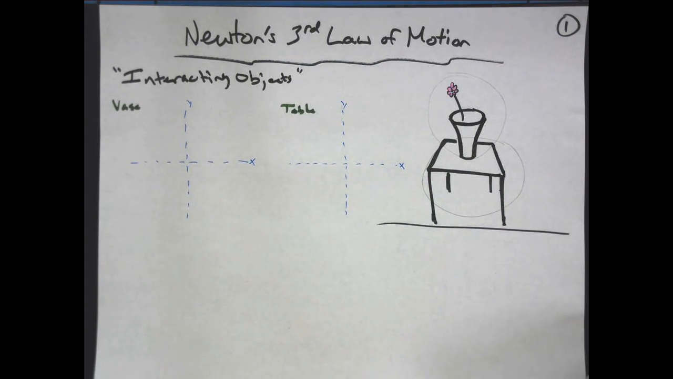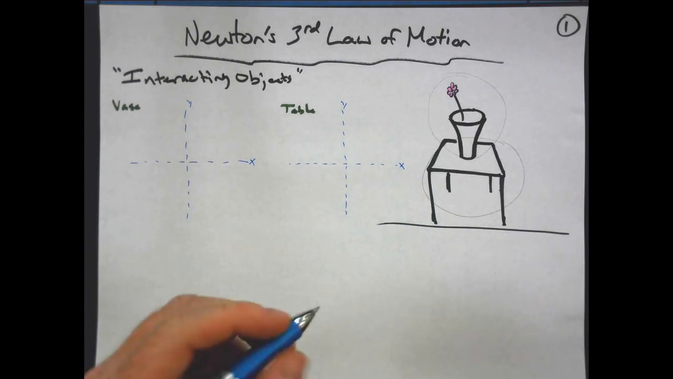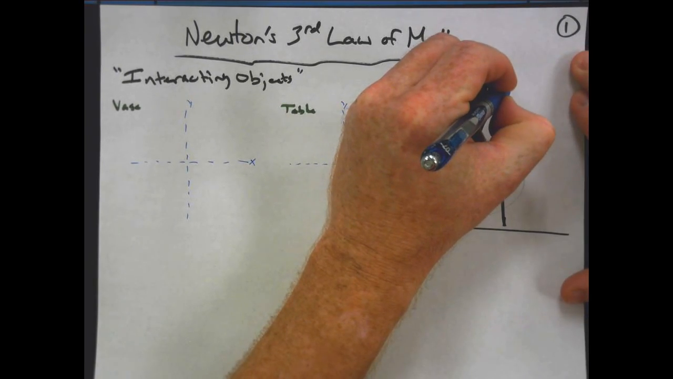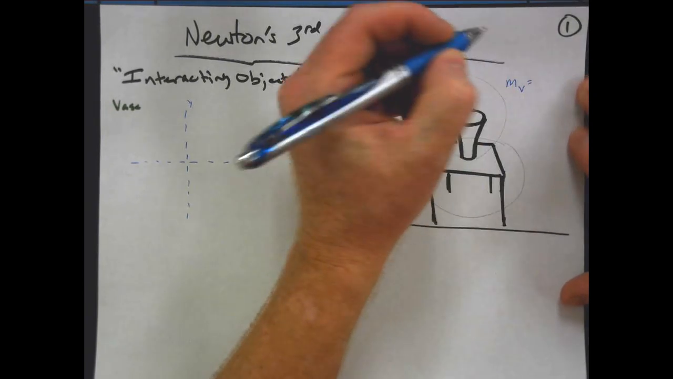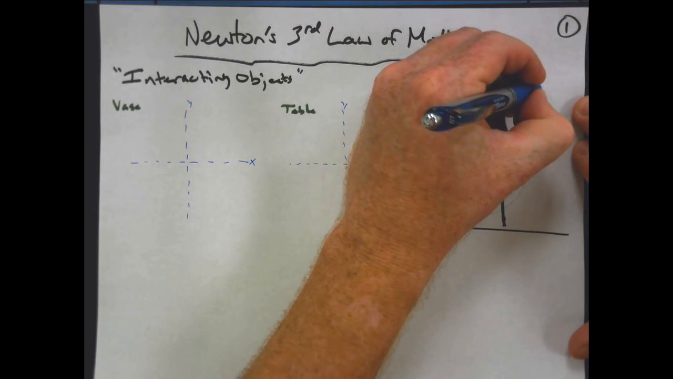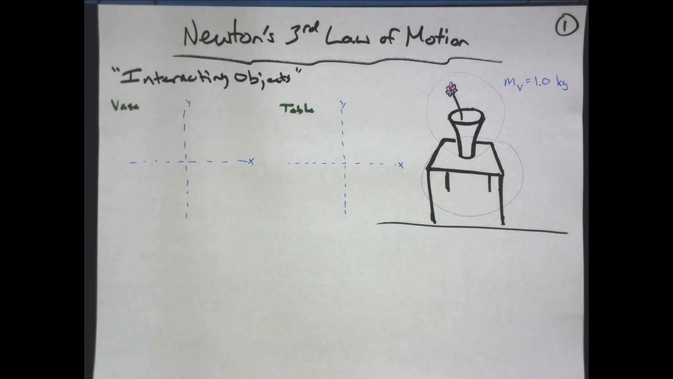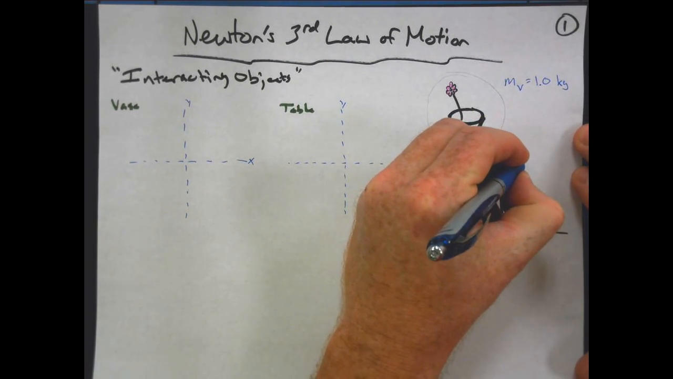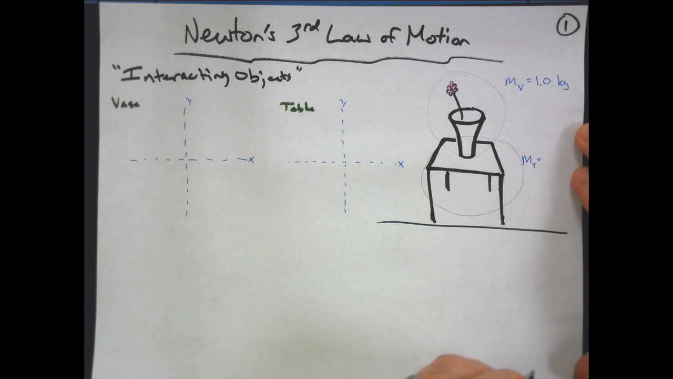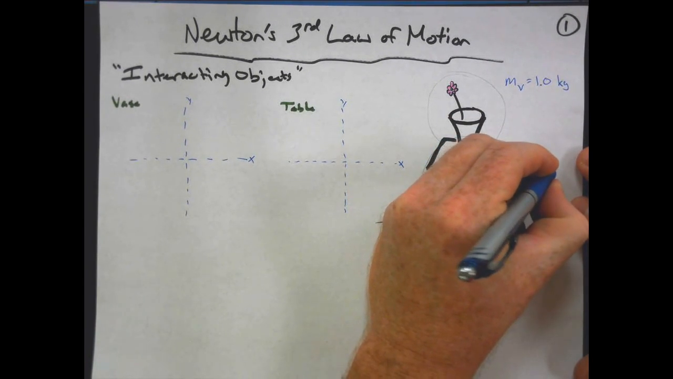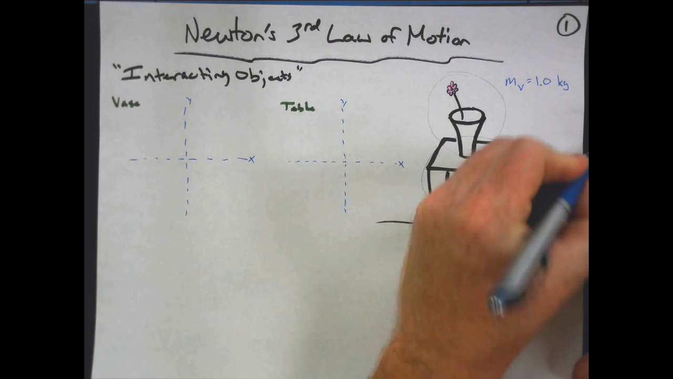Well, what are the forces affecting the flower vase? It has mass, and so gravity's pulling it down. In fact, let's talk about its mass. Let's say the mass of the vase is just not very heavy, 1 kilogram. I shouldn't say heavy. That refers to weight, but it won't be very heavy. 1 kilogram. Let's say the mass of the table is 5 kilograms.